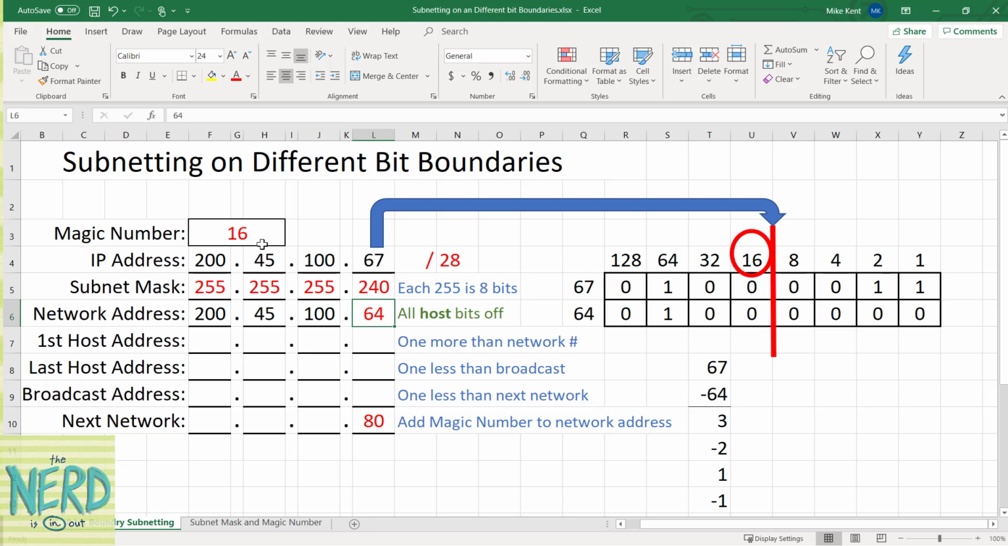64 plus 16. Add the magic number to your network number. You get your next network. And if you want to look at that in binary, here's network 64. Here's network 80.